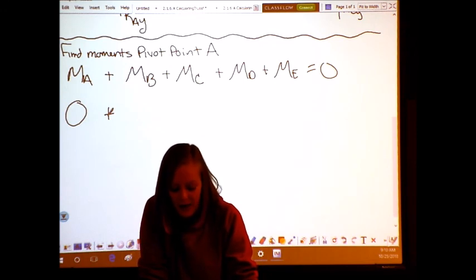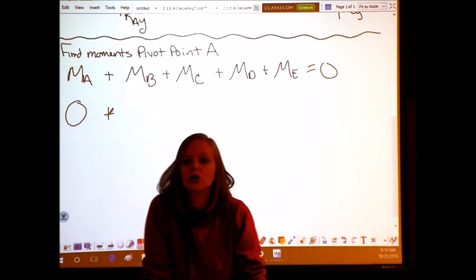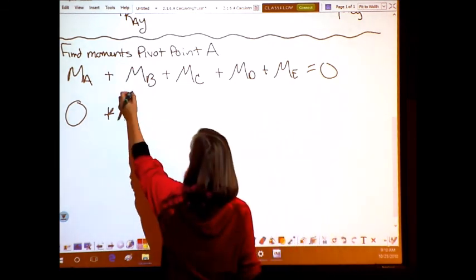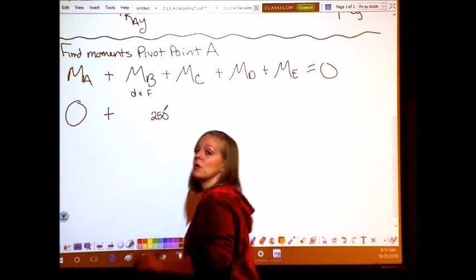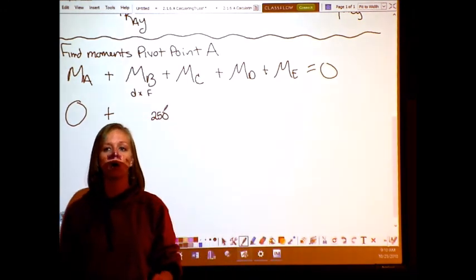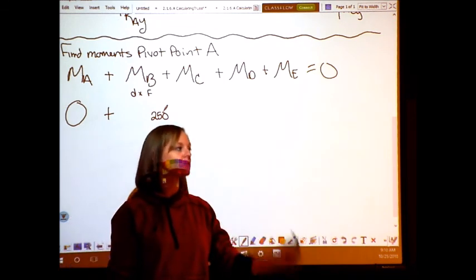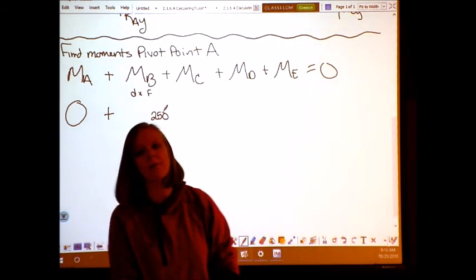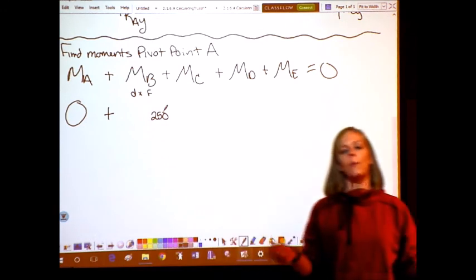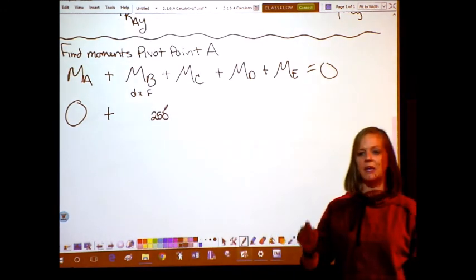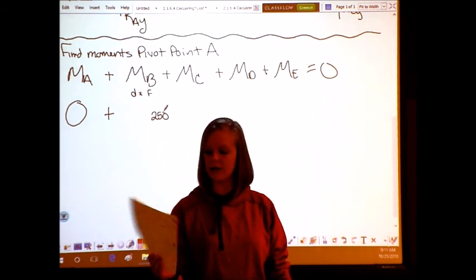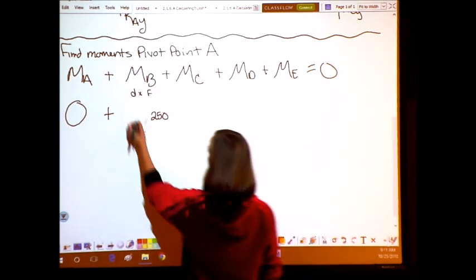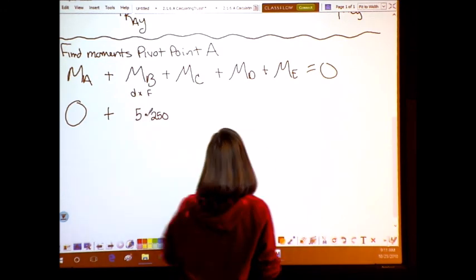Okay, letter B. What is the force at letter B? 250. So if I know it's a distance times force, I know the force is 250. The force was vertical, so what's the horizontal distance from A? Listen up. How far away horizontally is B from A? Go ahead and answer that if you know. 5. That is correct.